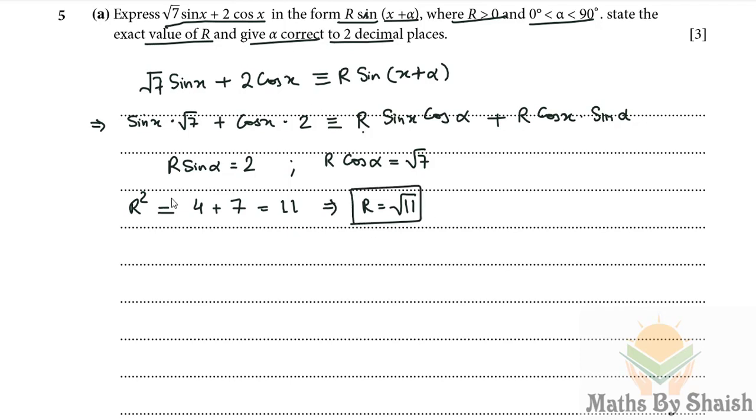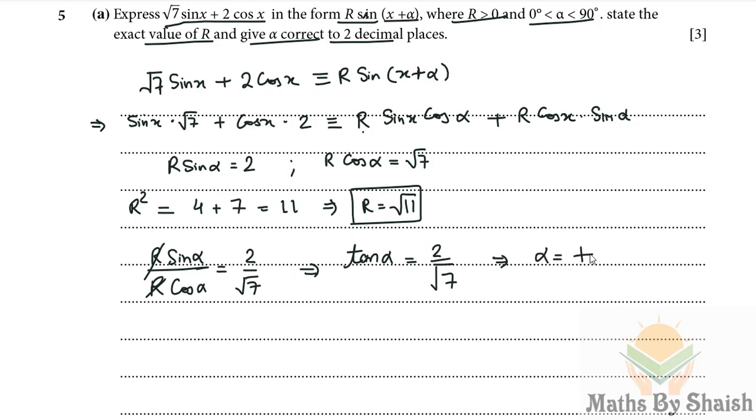And for alpha we can divide both of them, so we'll get r sine alpha over r cos alpha, which would be 2 over root 7, and we can cancel r by r, and we get tan alpha. So tan alpha is 2 by root 7, and hence alpha is tangent inverse of 2 by root 7.